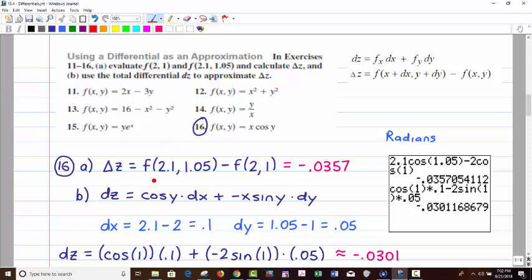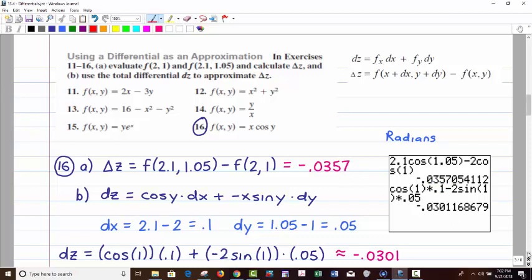So the actual change, you would just take f of 2.1, 1.05, and plug it in this function. I'm just mentioning over here that I'm in radian mode. So everywhere there's an x, I'm putting in 2.1. And then where's y? I put in 1.05. So right here, x is 2.1. So it's 2.1 cosine of 1.05 minus 2, which is that cosine of 1, which is the initial point. So it's like terminal point minus initial point. Kind of using vector terminology there, but maybe that makes it easier to understand. And I just chose 4 decimal places here. Negative 0.0357.